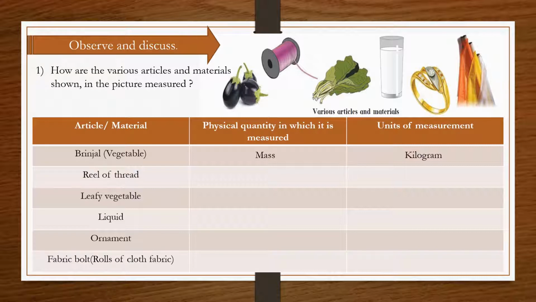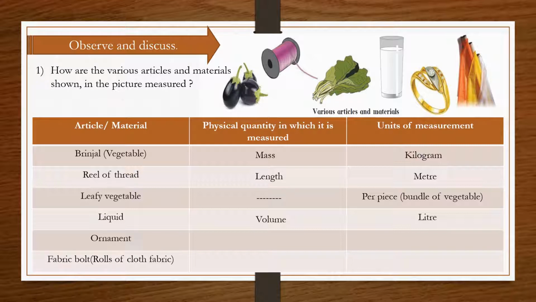The physical quantity in which reel of thread is measured is length and the unit of measurement is meter. Now the third article, leafy vegetable. Students, leafy vegetable is not measured in a physical quantity, that means there is no physical quantity for it. But the unit of measurement is like per piece, that is the bundle of vegetable. Then the fourth article is liquid. The physical quantity in which liquid is measured is volume and the unit of measurement is liter.